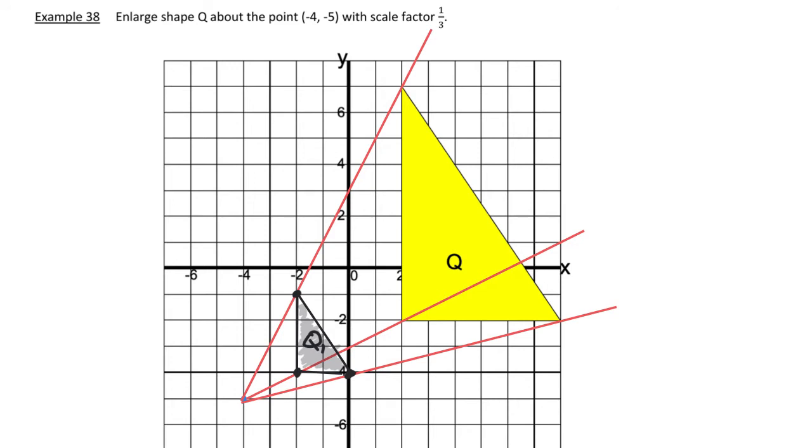Now the other way we could have done it is we could have looked at the distance from each point on the original triangle to the centre of enlargement and multiplied that by a third. And by distance I mean the horizontal and vertical. So to get from the centre to the base point, we go right 2, 3, 4, 5, 6, and up 1, 2, 3. And if we third right 6 and up 3, we'd go right 2 and up 1. And that would be the same principle for all 3 points.